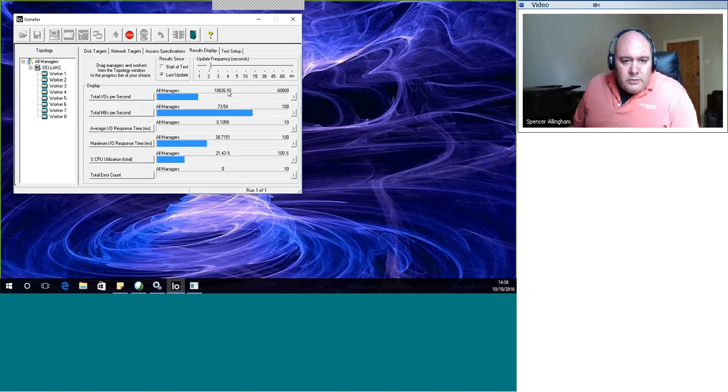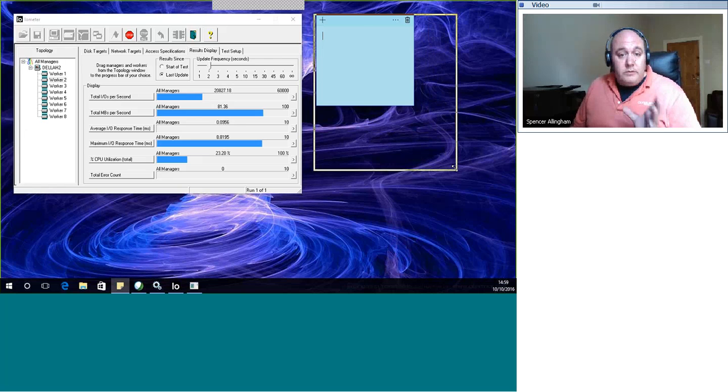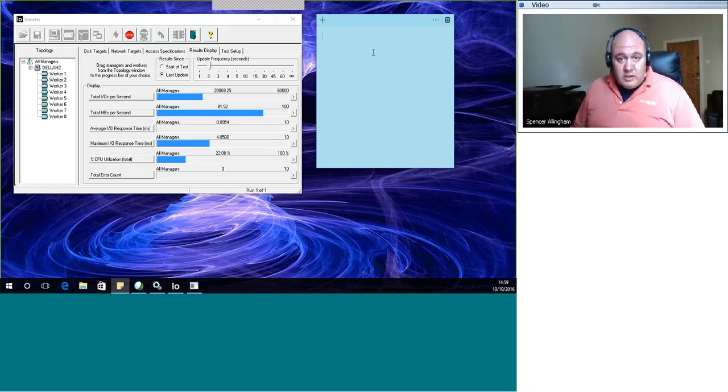So let's take a look at these statistics. And I'll make a note of each one so that we can see and compare how it's working with Diskeeper and without. So at the moment, Diskeeper is inactive. I've stopped the Diskeeper service. So the total IOs per second, the IOPS are running, I'd say, at an average of about 20,000 IOPS per second, roughly, give or take. So IOPS are 20,000.